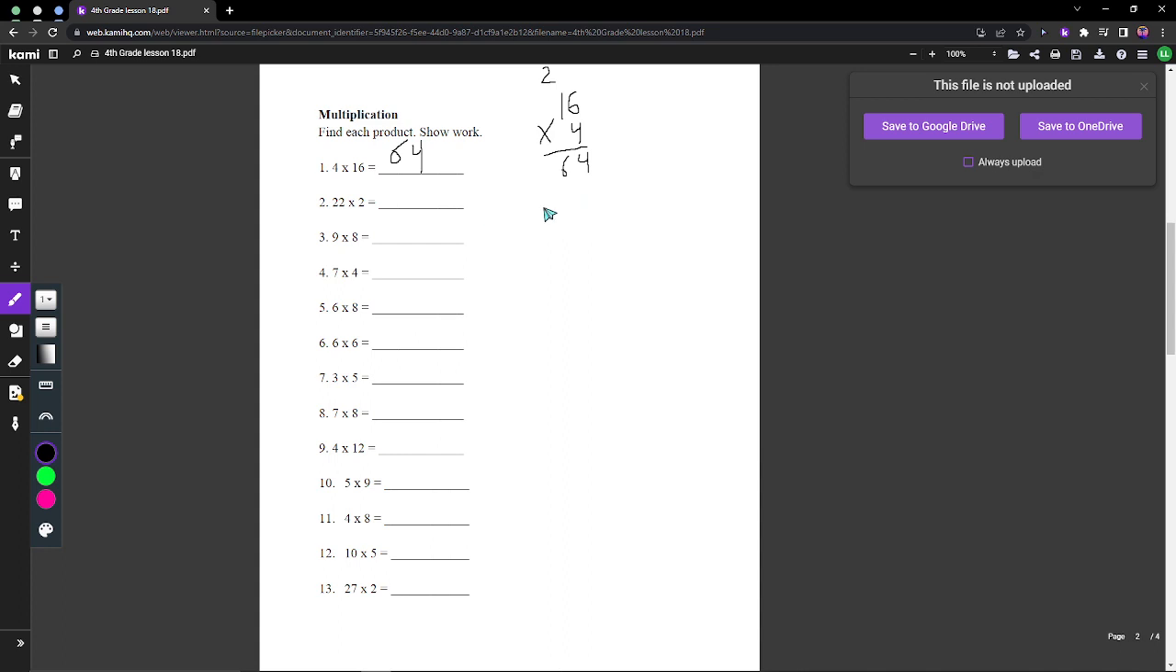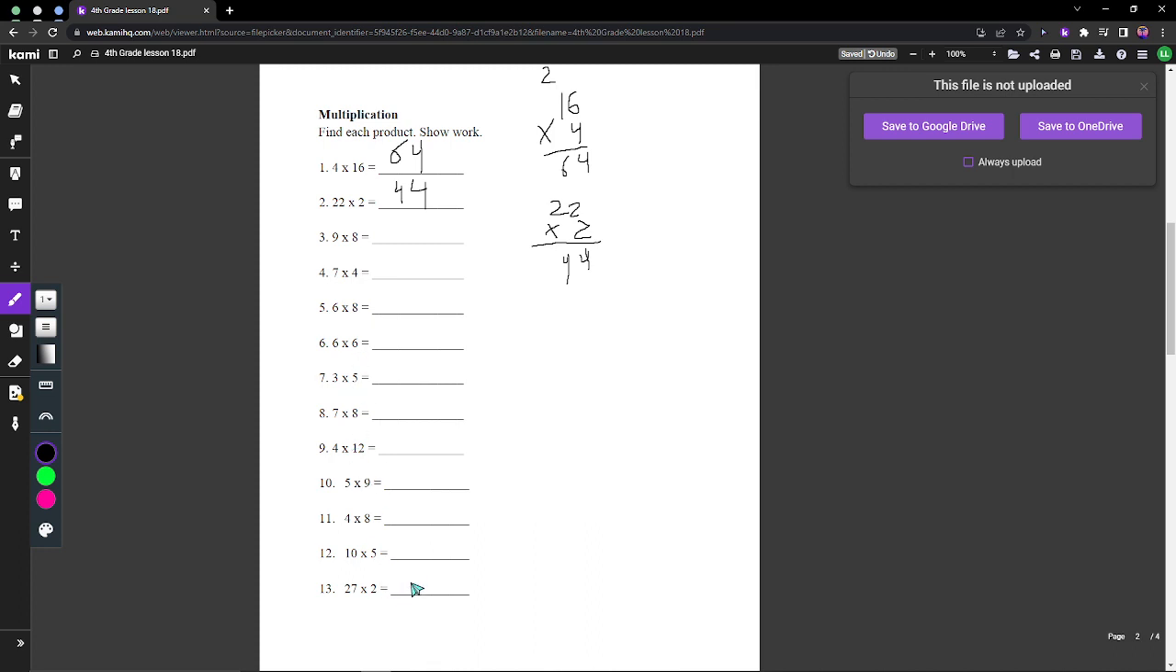Now let's do the same thing with number 2. We're at 22 times 2. Thankfully, this one is super easy, because you just do 2 times 2, which you know is 4, then you do 2 times 2 again, which is 4. So your answer should just be 44. And pretty much, you just want to review, so let's go to something a little more challenging.